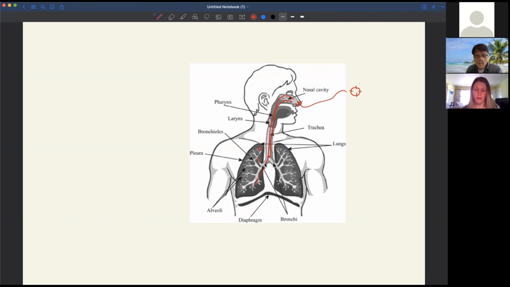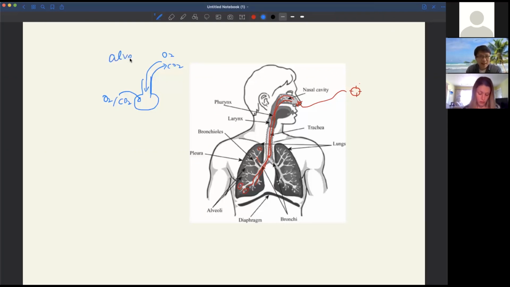The bronchi and the bronchioles are the smallest branches of the lungs. At the end of the bronchioles, we have alveoli. This is what they look like in a bigger version. The function of the alveoli is basically exchanging O2 and CO2. When you're breathing in, O2 gets there. When you're breathing out, CO2 goes out. So this is the place where you exchange O2 and CO2.